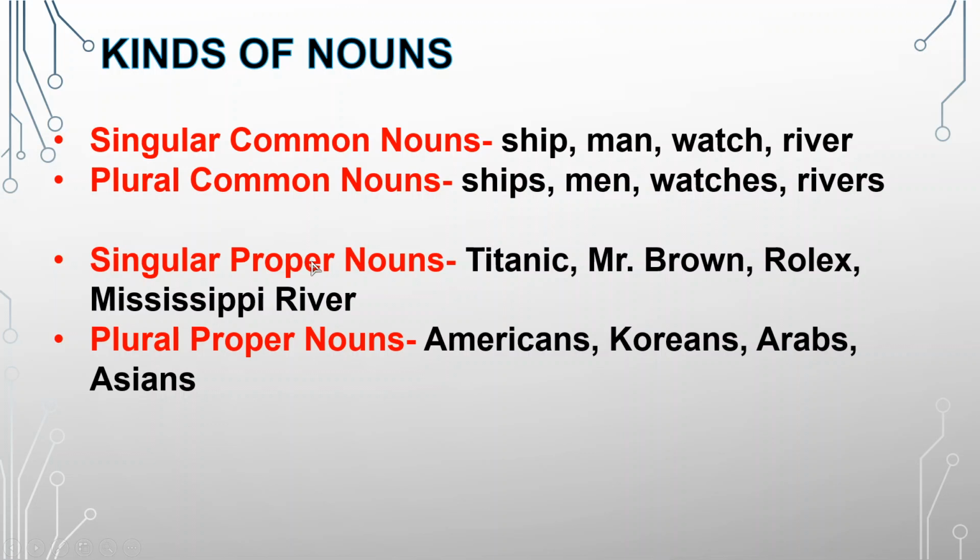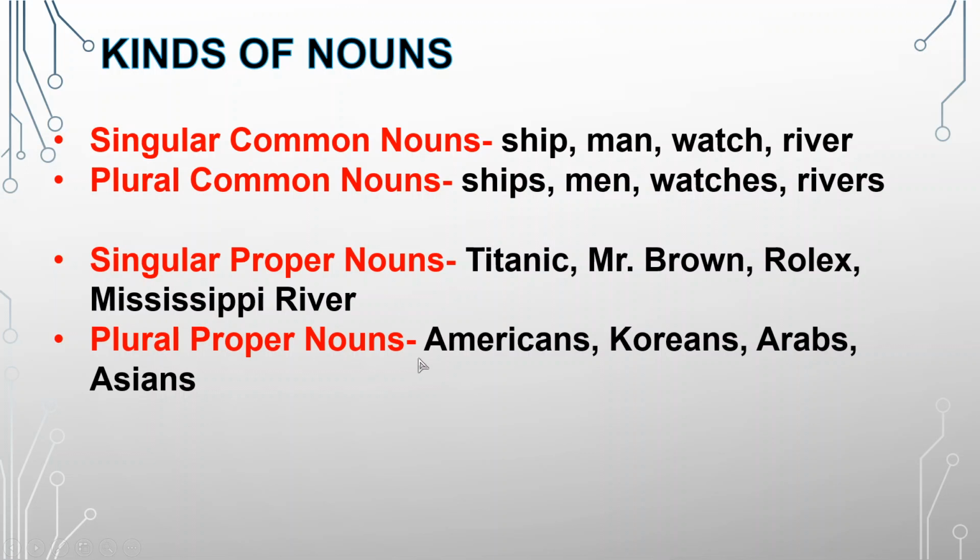Now for singular proper nouns, we have Titanic. Titanic is a name of a ship, particular name of a ship. Mr. Brown is a particular name of a person. Rolex is a brand for watch. And Mississippi River is a particular name for one river in United States. So as you can see, all are proper and all are only one. Okay, so one Titanic, one Mr. Brown, one Rolex, and one Mississippi River. So you can see it here.